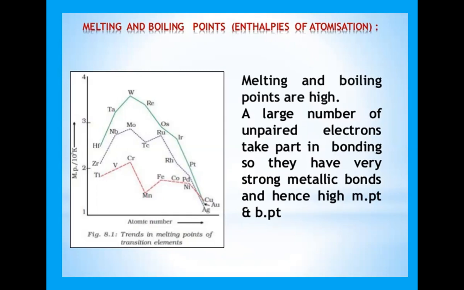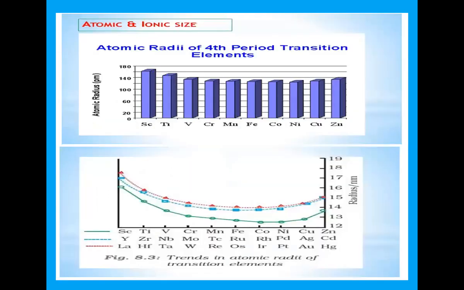The element with the highest melting point and boiling point in the d block, whether 3d, 4d or 5d series, is tungsten, which is represented graphically here. And regarding their atomic radii as well as ionic size, to understand atomic radii and ionic size, we should know about three factors.